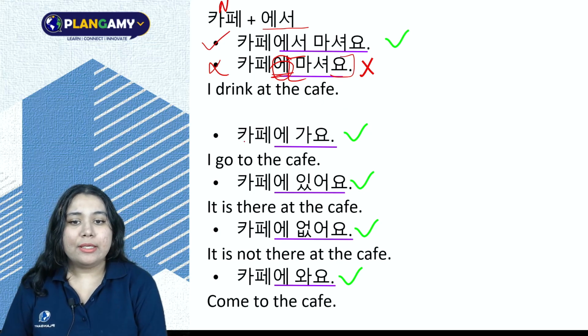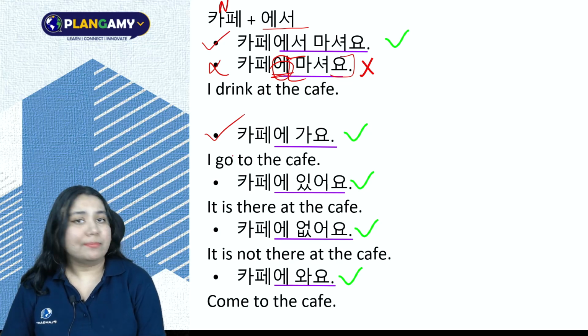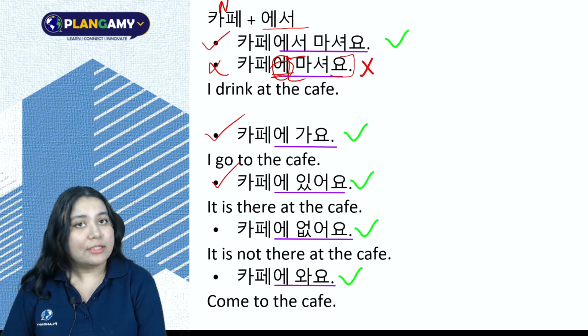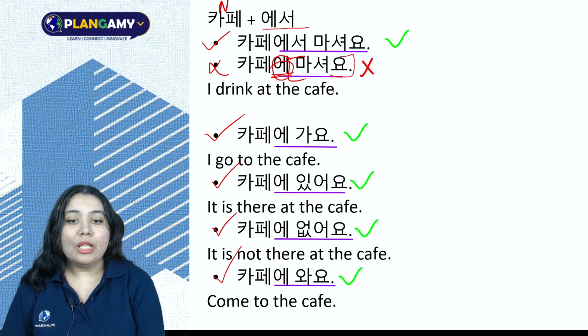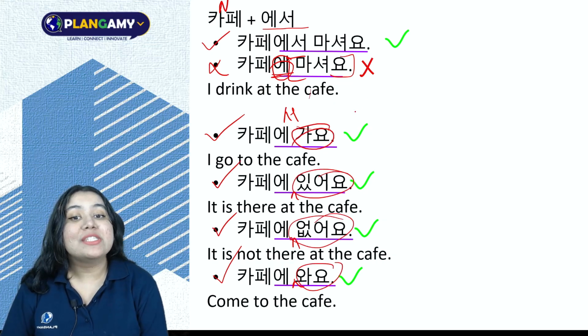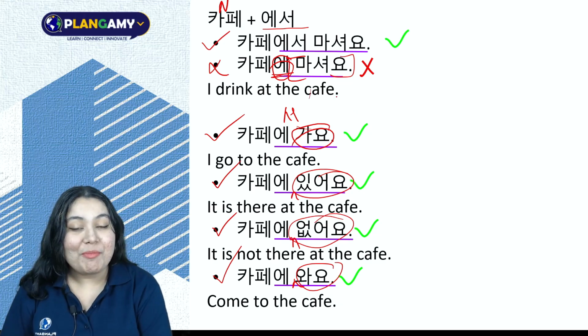Next, let's see. 카페에 가요. This is perfect. I go to the cafe. 카페에 있어요. It is there at the cafe. Again, this is okay. 카페에 없어요. Not at the cafe. This is also okay. 카페에 와요. Come to the cafe. Also okay. With these endings, 가요, 있어요, 없어요, 와요, I'll always use 에 with my 장소, my location.